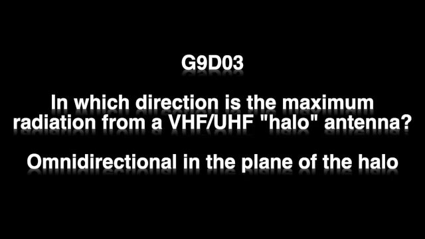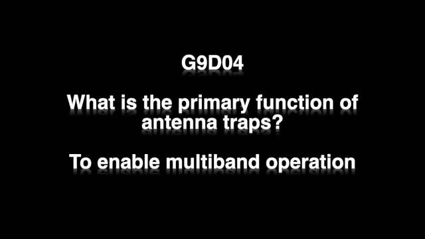G9D03. In which direction is the maximum radiation from a VHF or UHF halo antenna? Omnidirectional in the plane of the halo. G9D04. What is the primary function of antenna traps? To enable multiband operation. G9D05. What is an advantage of vertically stacking horizontally polarized Yagi antennas? It narrows the main lobe in elevation.